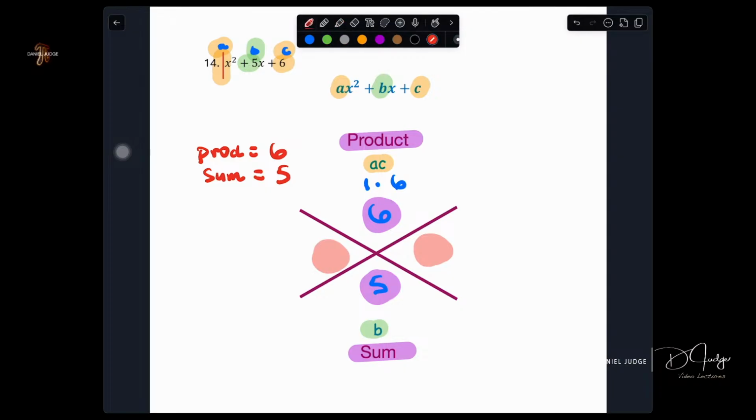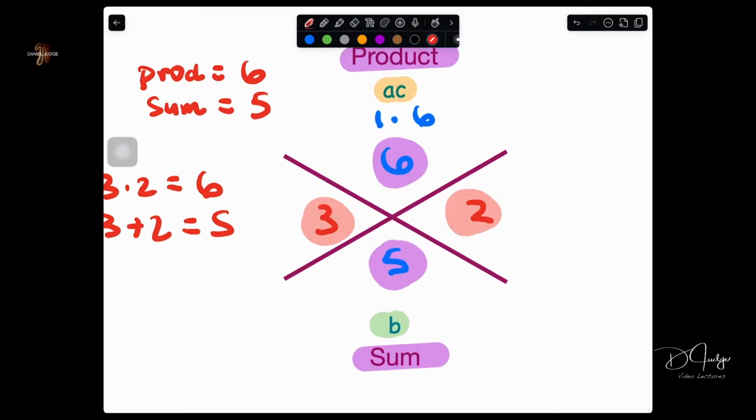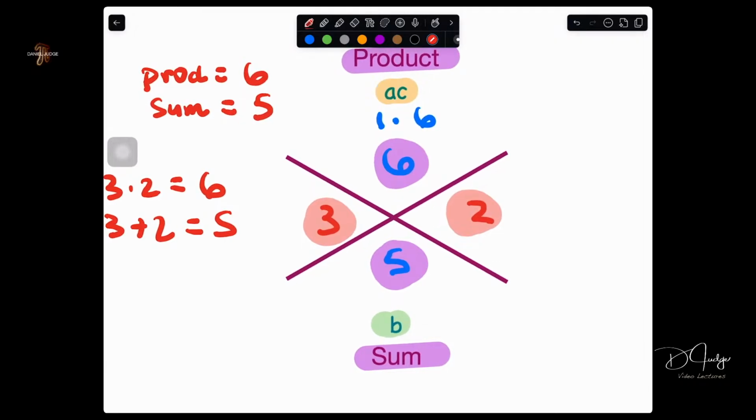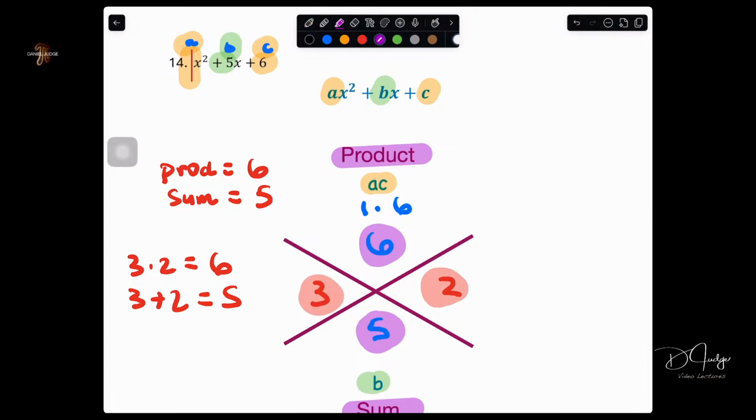So we'll know, or we should know by trial and error, 3 times 2 is 6, and then 3 plus 2 is 5. So you might want to verify that. 3 times 2 is 6. 3 plus 2 is the value 5. So these are the numbers. All right, we need 2 numbers whose product is that 6 and whose sum is 5.